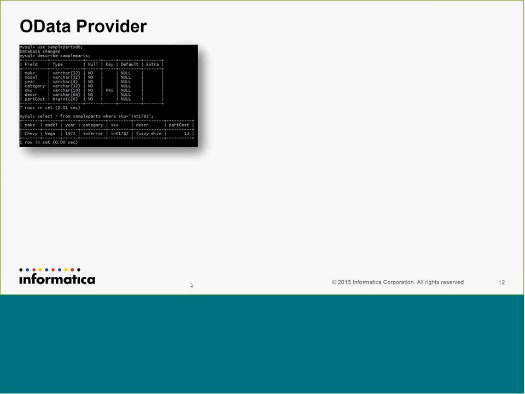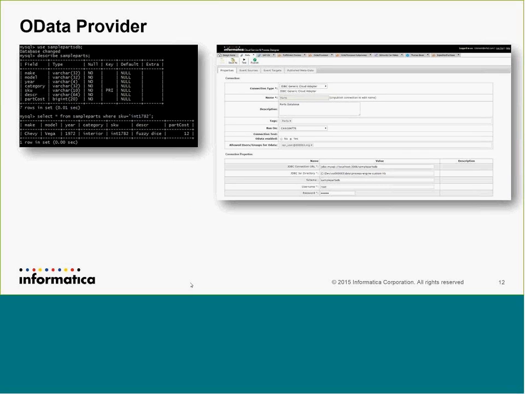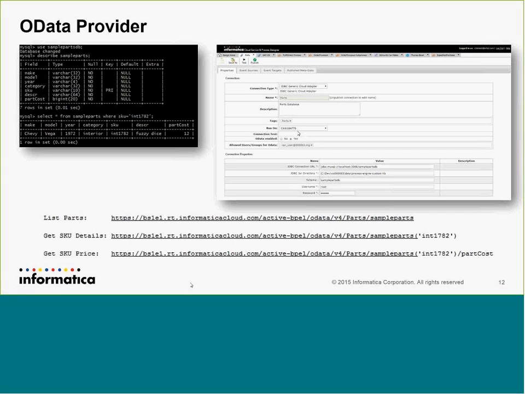Well, first, I'm showing you here an example of a sample parts table that we're going to be using for the purpose of this demonstration, and it's actually running on my laptop. And you'll see during the course of this demonstration how we can access this information from the web through a variety of means. We make that possible by creating a connection in Informatica Cloud and enabling OData, and I'll show that to you in a minute.